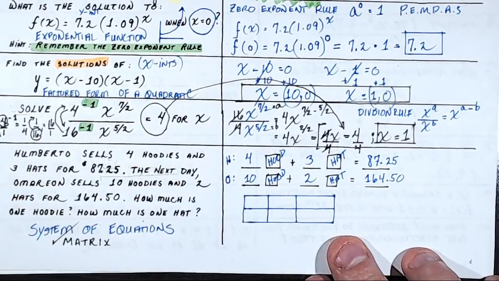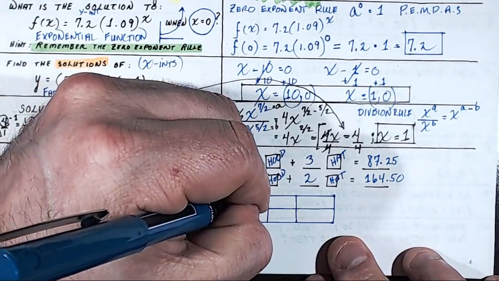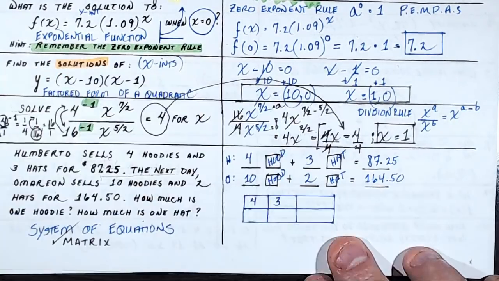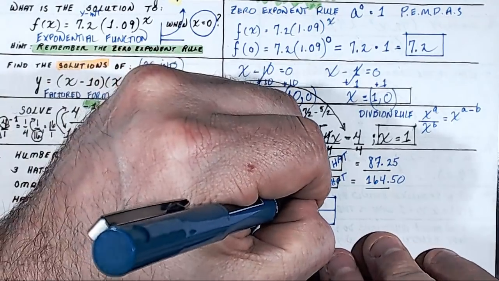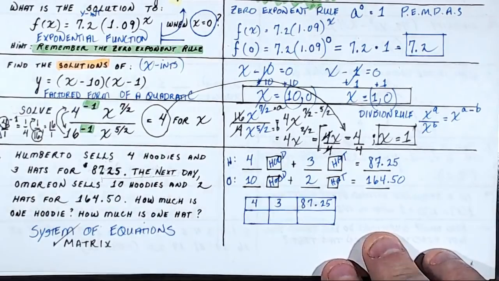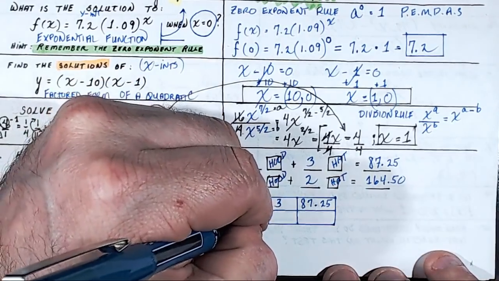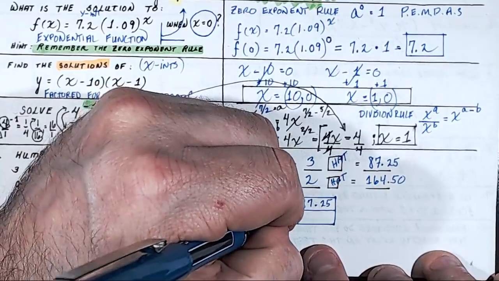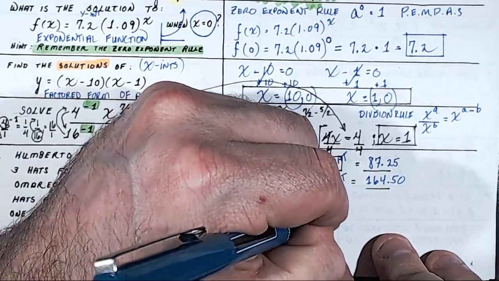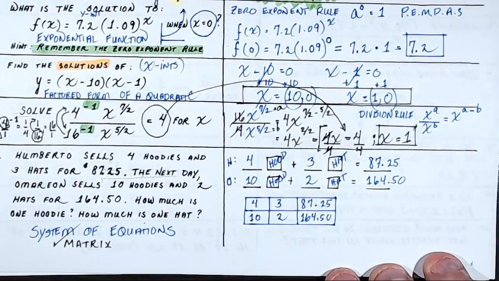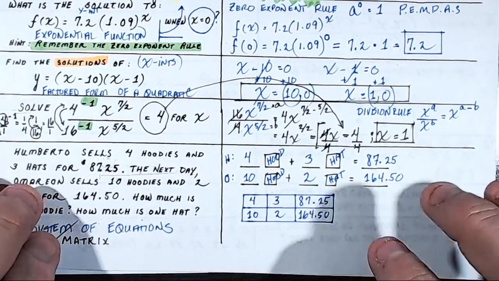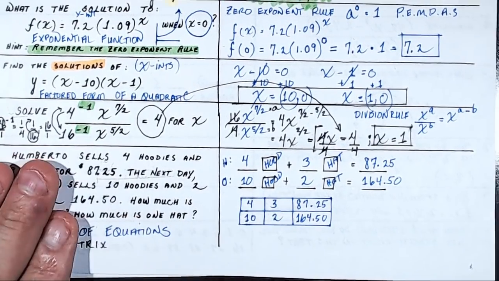So in this top left position, I'm going to put a 4. And then I'll put a 3. And then 87.25. Bottom row, 10, 2, 164.50. This goes into the calculator. So I'm going to jump screens now, but you're going to keep this on your paper in mind.